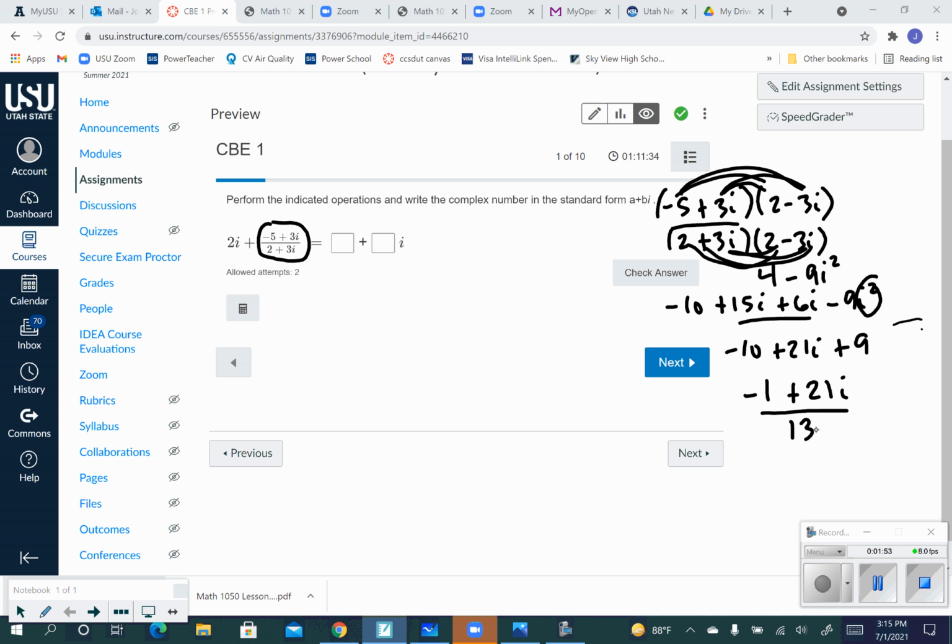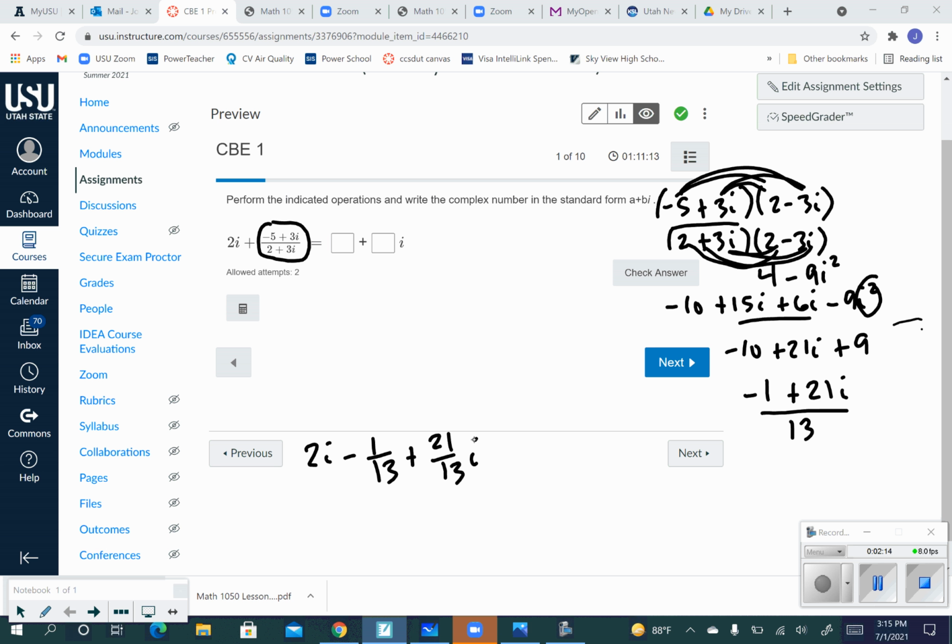Okay, now we're going to split it apart. So I'm going to come up over here. Actually, I'm going to do it down here. We end up with 2i plus, I'm actually going to do a minus 1/13 because of the negative out in front of the 1, plus 21 over 13i.